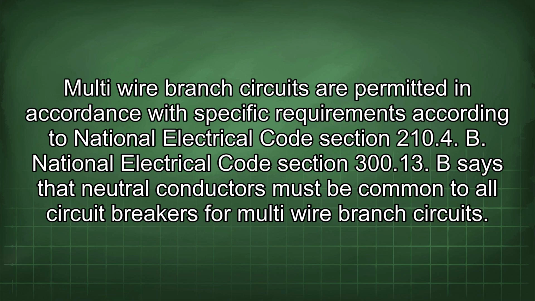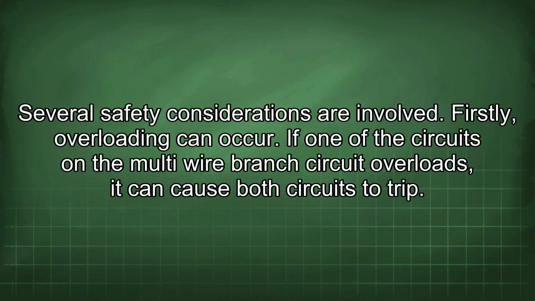Multi-wire branch circuits are permitted in accordance with specific requirements according to National Electrical Code Section 210.4.B. National Electrical Code Section 300.13.B says that neutral conductors must be common to all circuit breakers for multi-wire branch circuits. Several safety considerations are involved.